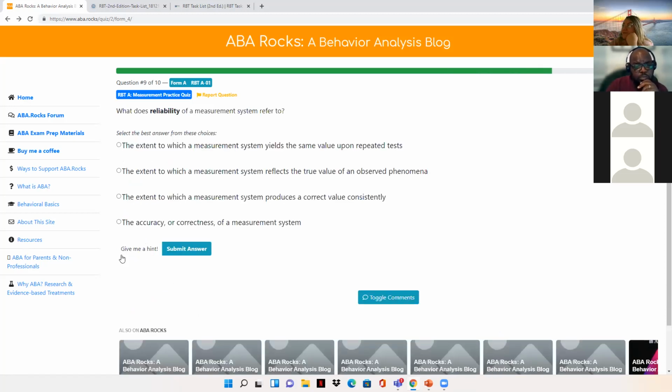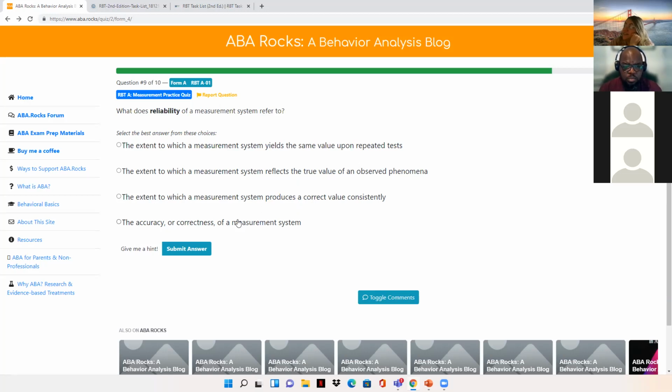Okay, number 9. What does reliability of a measurement system refer to? The extent to which a measurement system yields the same value upon repeated tests. The extent to which a measurement system reflects the true value of an observed phenomenon. The extent to which a measurement system produces a correct value consistently. The accuracy or correctness of a measurement.